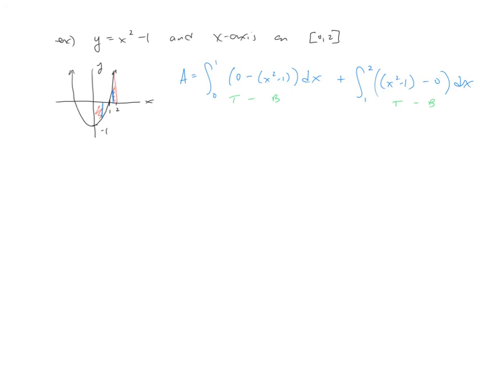Now that you've got it set up, you could compute both of these separately. I'm not going to do that. I think you guys can handle that since you've just completed that chapter. This first part gives us a 2/3. The second part gives us a 4/3, for a total area of 2 in this particular problem.